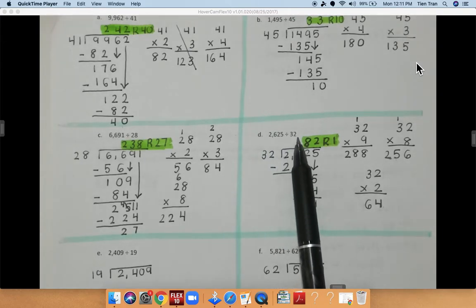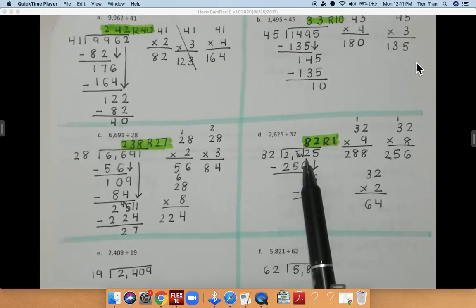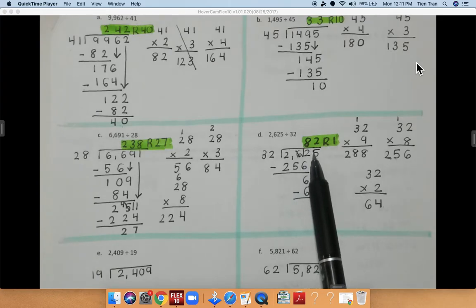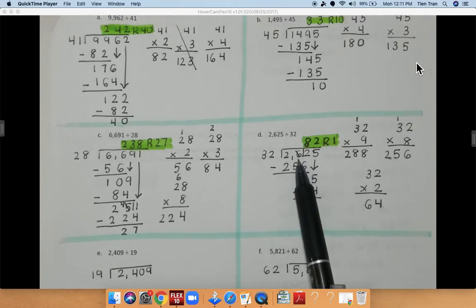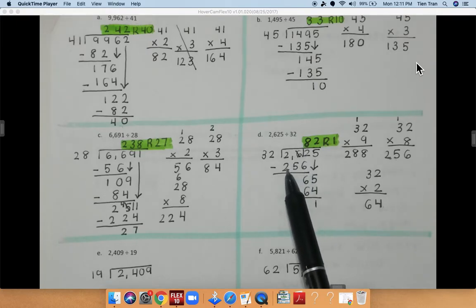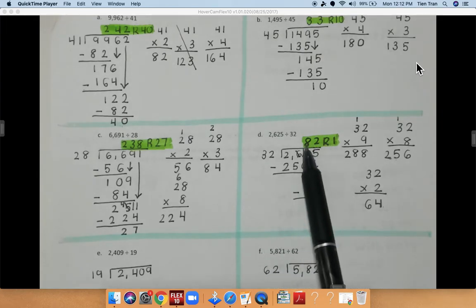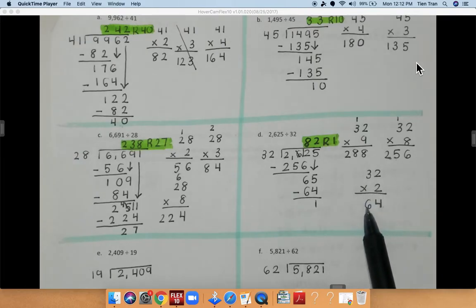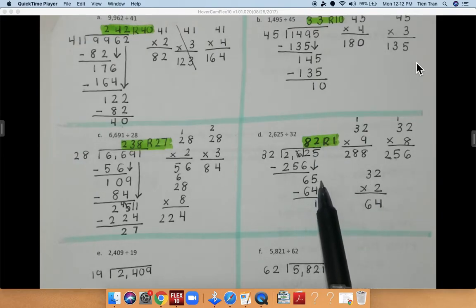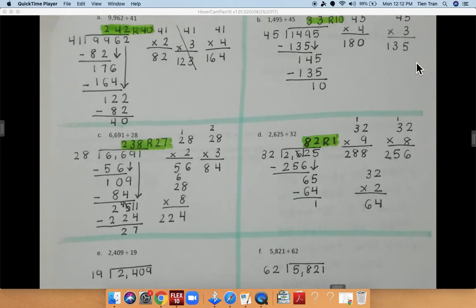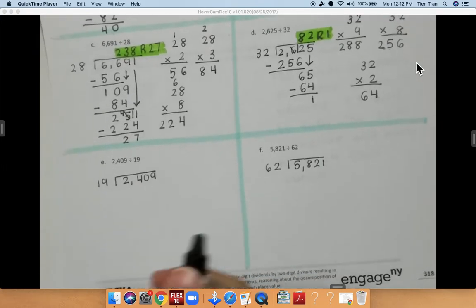I have 2,625 divided by 32. 32 can go into 262 8 times. Subtract 256. 12 minus 6, I regrouped. 12 minus 6 is equal to 6. 5 minus 5 is equal to 0. 2 minus 2 is equal to 0. Bring down my 5. 32 can go into 65 2 times. 32 times 2 is equal to 64. So now I have 65 minus 64, which is equal to 1. My remainder is equal to 1. So I have 82, remainder 1. Okay? Now I'm going to move on to problem E.